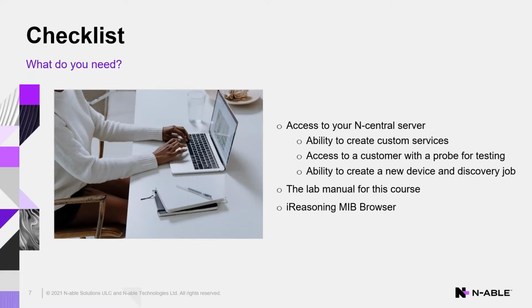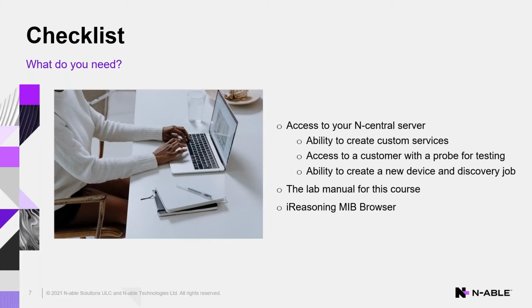So the checklist for the course is super straightforward. You obviously need access to your N-Central server. Ideally, you would want to have the ability to create custom services so that you have the proper permissions, and also have the ability to access specifically a customer that has a probe, so that we can do test SNMP services with it. We're not going to break anything, but it's just good to have that access if you want to do the lab along the way. And finally, we want to give you the ability to create a new device and a discovery job so that you can use those.